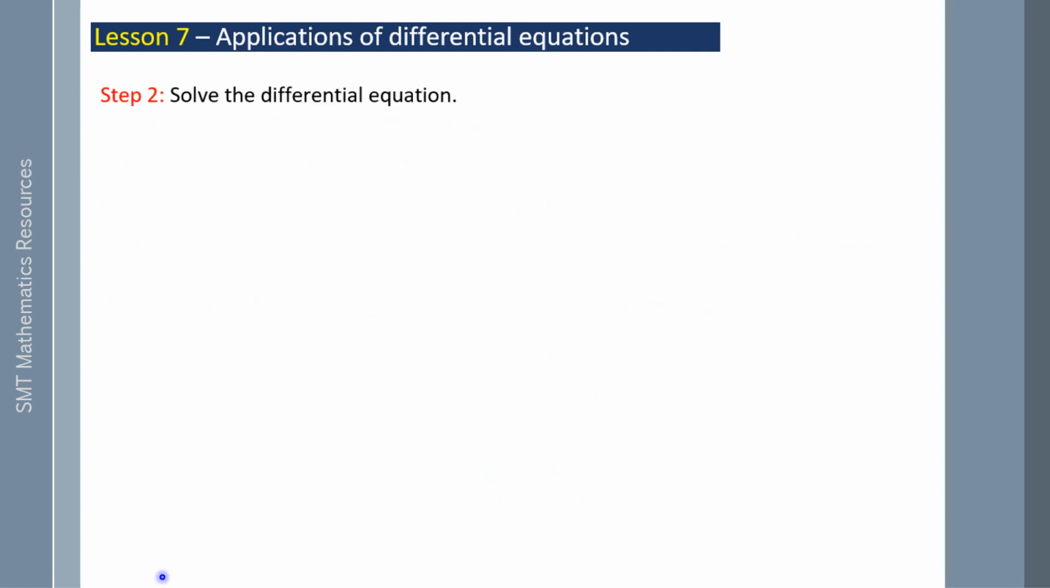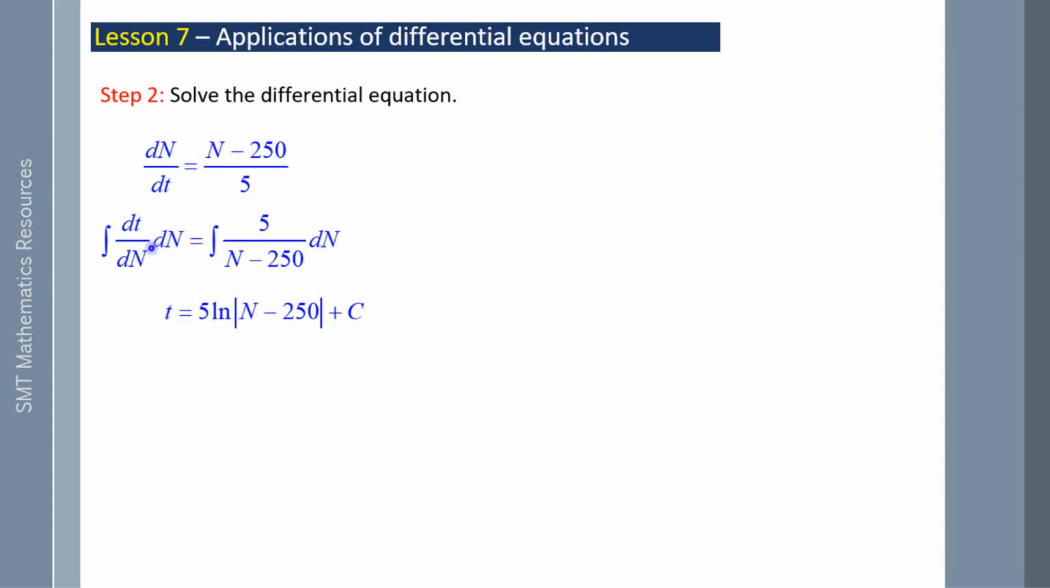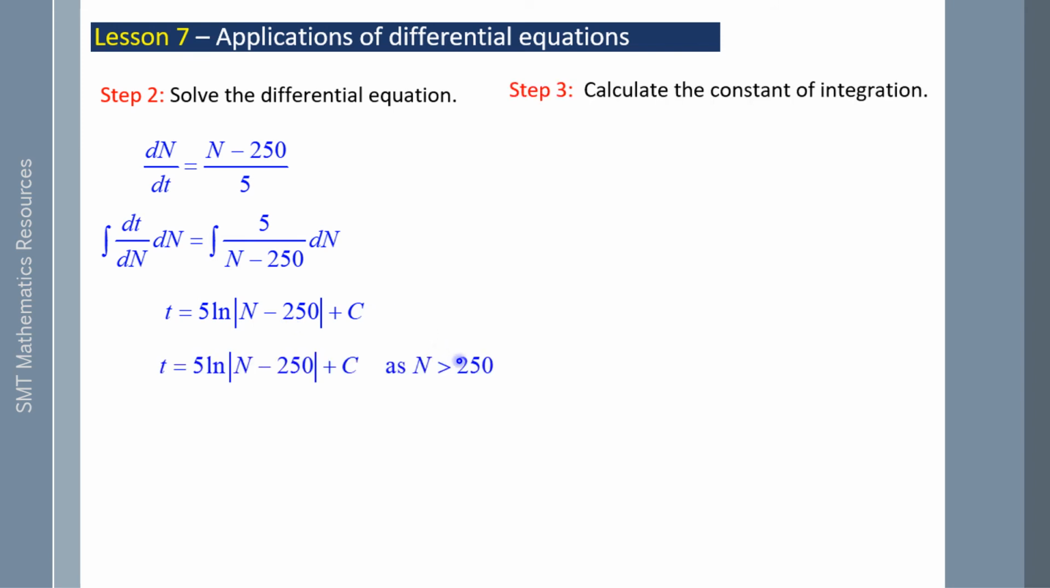Step 2 is to solve the differential equation. Given dn/dt equals (n take 250) over 5, we want to invert both sides. By doing that, we can then integrate both sides with respect to n. In doing so, we're going to have t equals 5 natural log of (n take 250) plus c. Note that n has to be greater than 250 here.